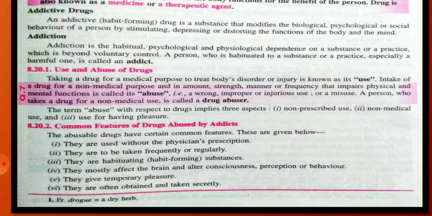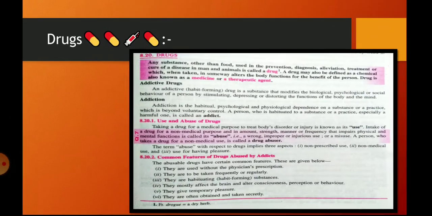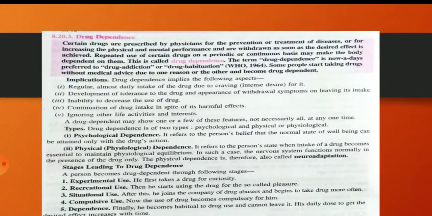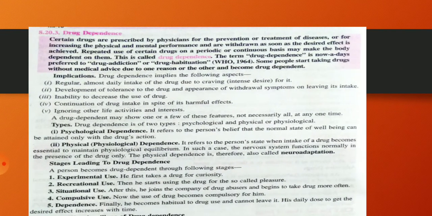They give temporary pleasure. They are often obtained and taken secretly. These are the common features of the drugs that are mainly abused by addicts. Next comes drug dependence. What is drug dependence?